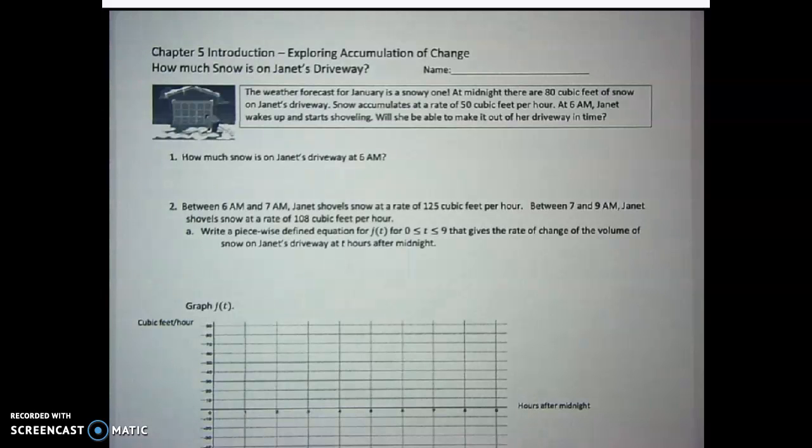So we're going to start off with how much snow is on Janet's driveway. The weather forecast for January is a snowy one. At midnight there are 80 cubic feet of snow on Janet's driveway. Snow accumulates at a rate of 50 cubic feet per hour. At 6 a.m., Janet wakes up and starts shoveling. Will she be able to make it out of her driveway in time?